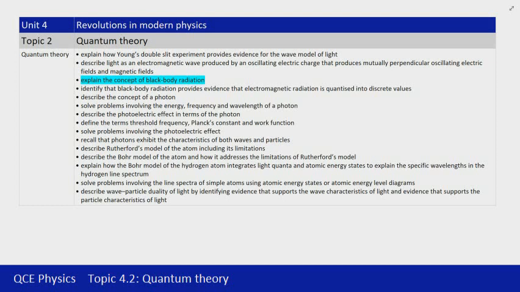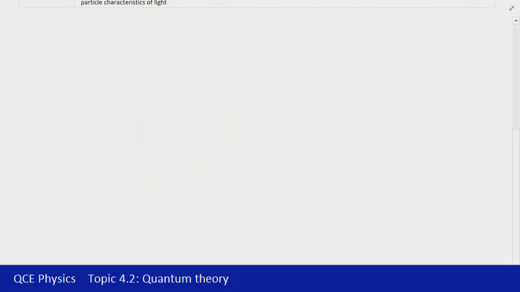In order to continue to develop our understanding of the models for light, we need to have a look at black body radiation, as indicated by the highlighted dot point there. The concept of black body radiation dates back to the 1800s, and we're not going to go into it in as much detail as we possibly could. We're just going to have a look at some of the key factors about black body radiation.